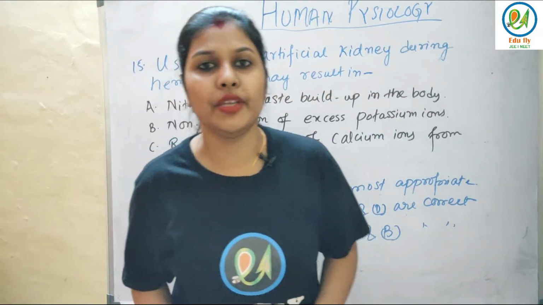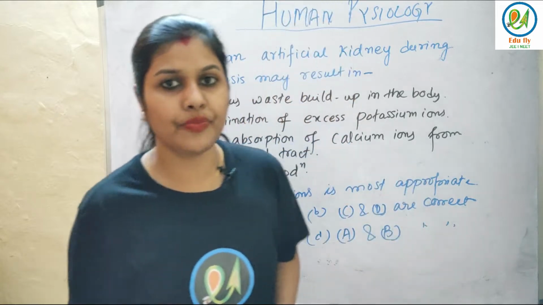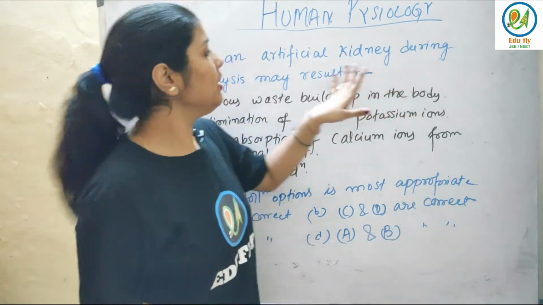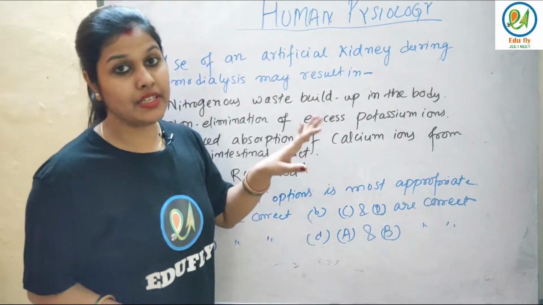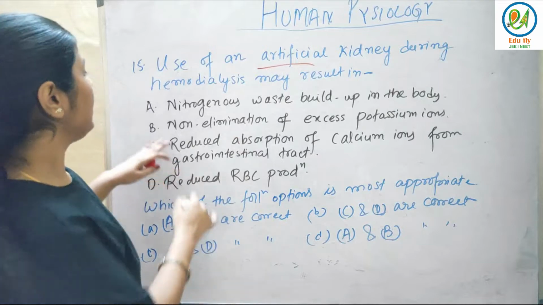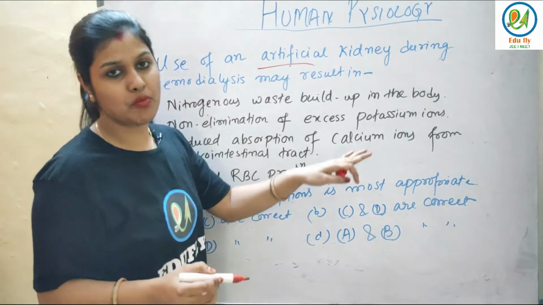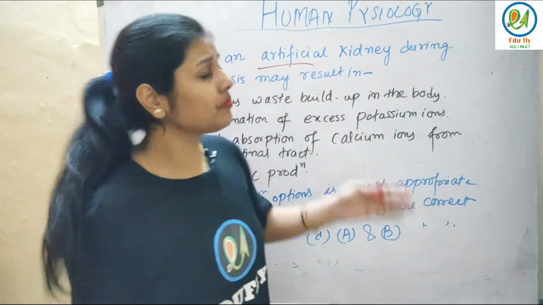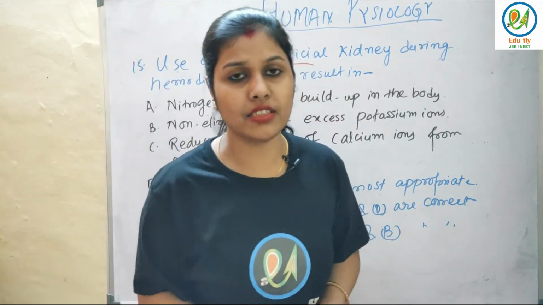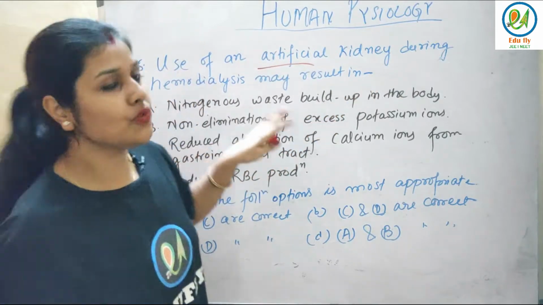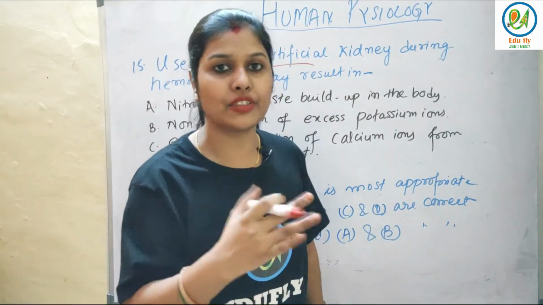Now let's see a very important question from the excretory system, that is from human physiology itself. Use of an artificial kidney during hemodialysis may result in. So they are asking about the artificial kidney. See the options. Nitrogenous waste build up in the body. During artificial kidney dialysis, nitrogenous waste is not built up in the body, it's excreted out from the body.